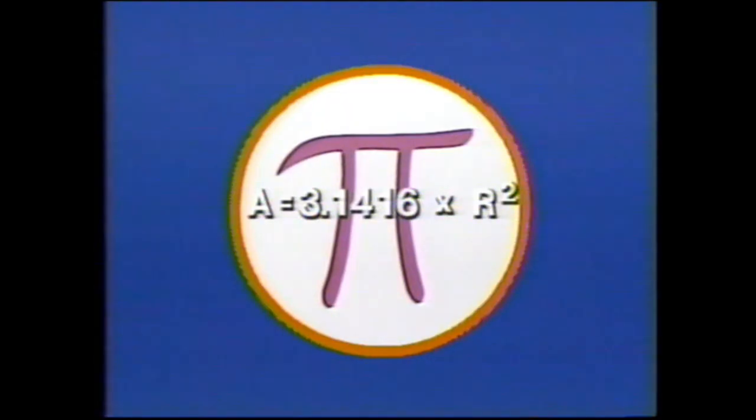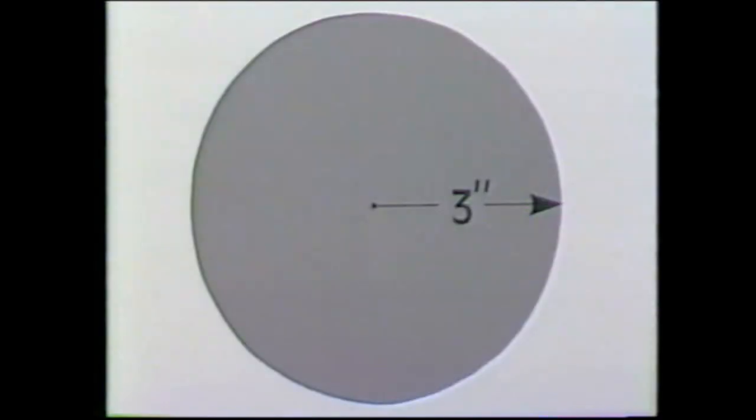The area of a circle may be found by multiplying the constant pi by the square of the radius. For example, a circle has a radius of 3 inches, and you need to know the area of the circle. First, square the radius measurement, then multiply the product by the constant pi, 3.1416. The area of a circle with a 3-inch radius is 28.2744 square inches.